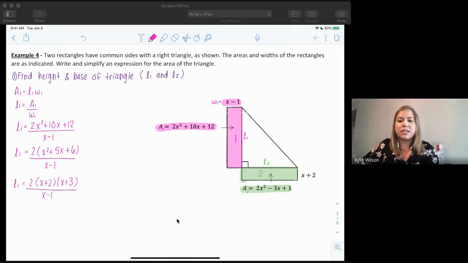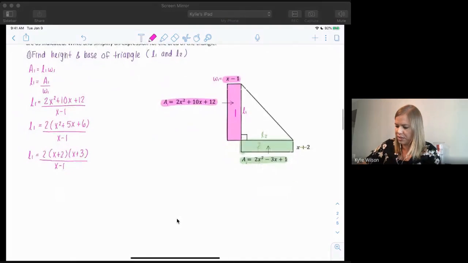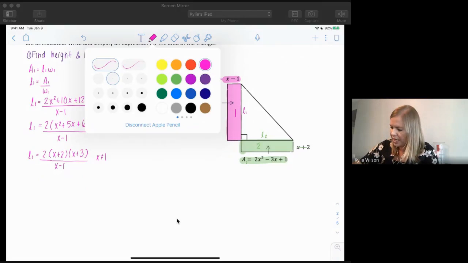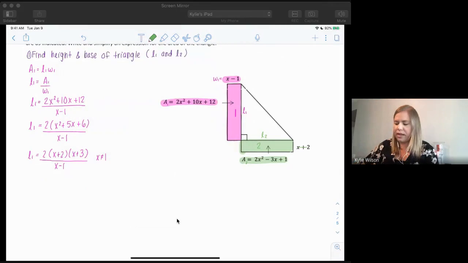And just like Ethan mentioned in the chat, we do have a restriction here. So we're going to go through and keep track of our restrictions as we go through the solution. We have one restriction so far. Here we have that x cannot equal 1. And then at the end, we'll sum up all of our restrictions together. Okay, so we found the height of our triangle. And now let's find the base.